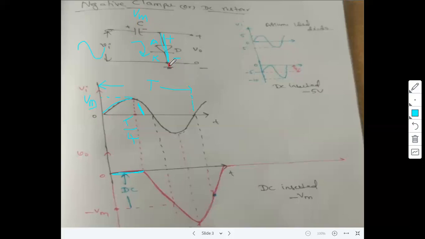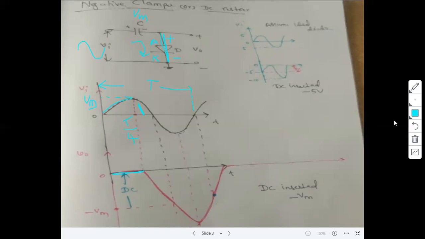Here we are assuming the diode is an ideal diode. Remember this one: for an ideal diode, the cut-in voltage or offset voltage is equal to 0. That is about the first quarter cycle.